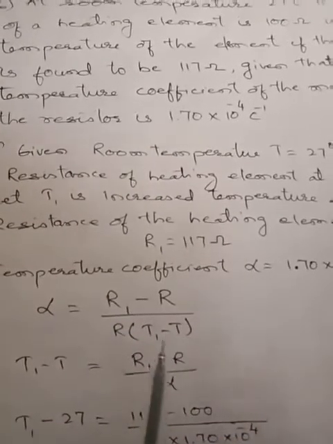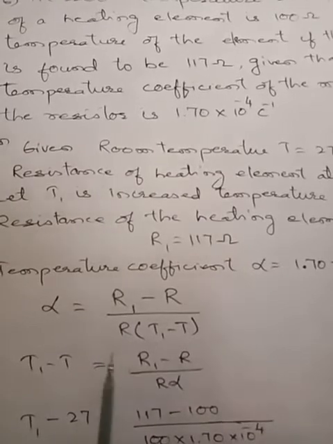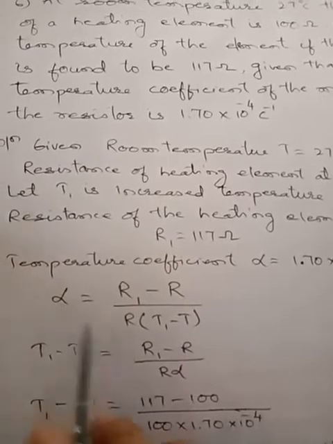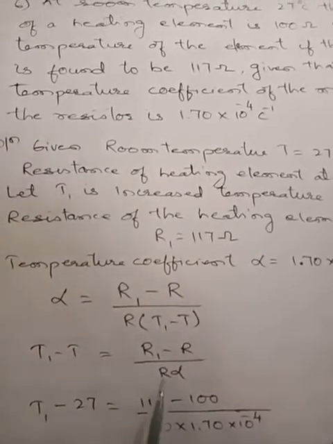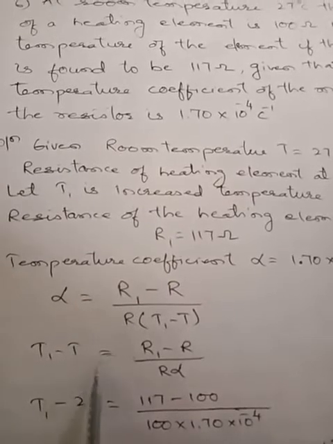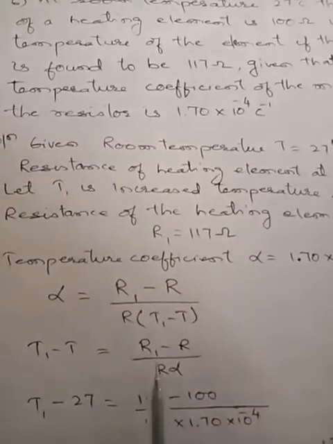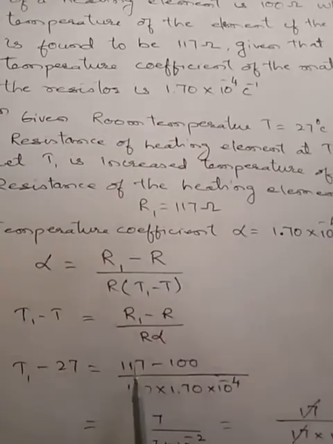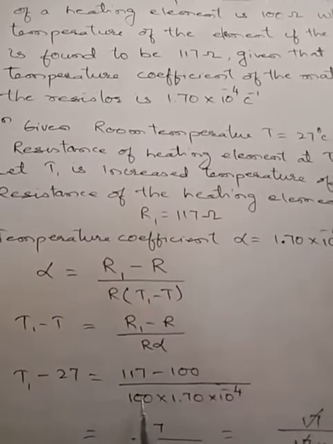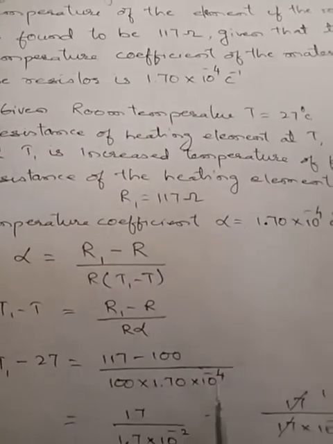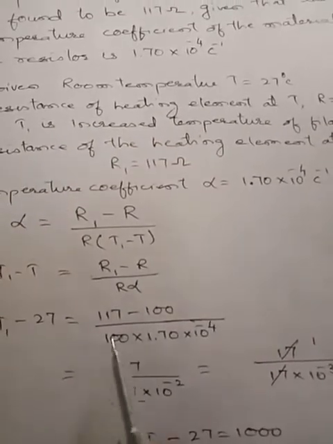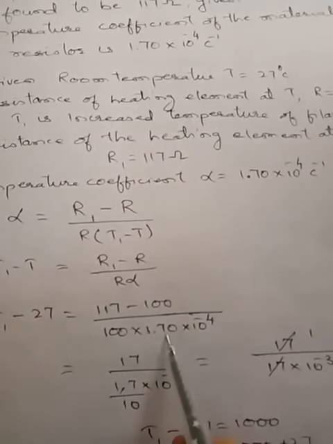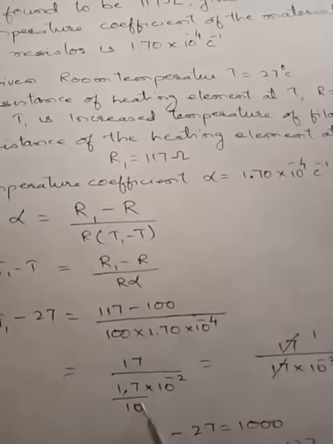Okay, so to calculate the value of T1, what will we do? T1 minus T will go to the other side and alpha will go to the other side, so alpha will come to the denominator. So here T1 minus T is equal to (R1 minus R) divided by R into alpha. Now substitute the value of T as 27. Here R1 value is 117 minus 100, divided by R which is 100 into 1.7 into 10 to the power of minus 4. Again here 117 minus 100 will become 17, and 100 as it is, 1.7.